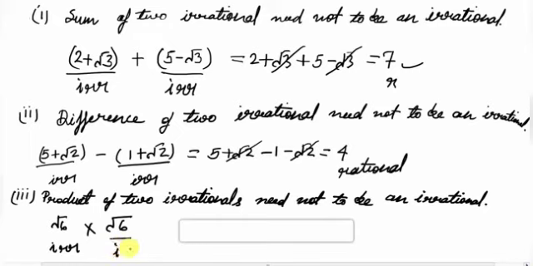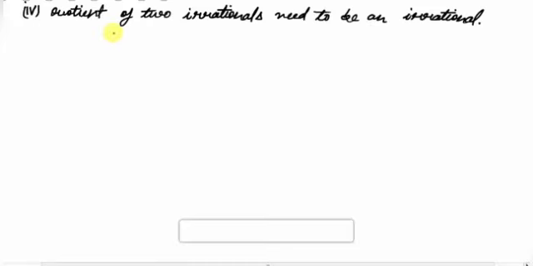Okay, so 6 is not a perfect square. That means its square root will be an irrational number. Now on multiplying root 6 with root 6, you will get 6, and 6 is what? 6 is a rational number. That means the product of two irrational numbers need not be an irrational number. There may be some cases in which we get an irrational number, but there are some examples in which we are not getting an irrational number, like in the case of root 6 into root 6.